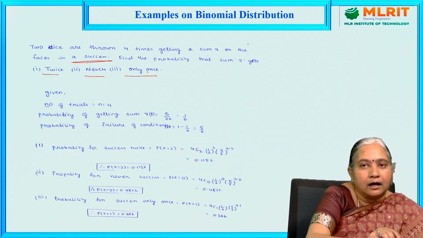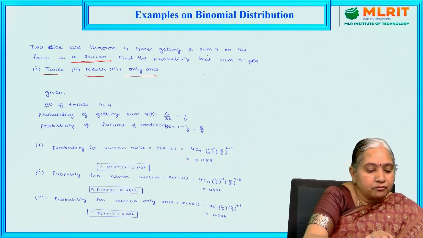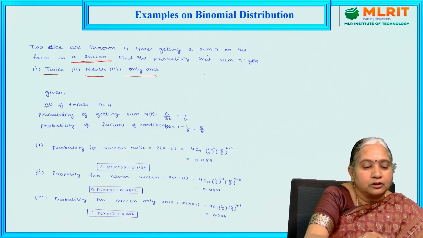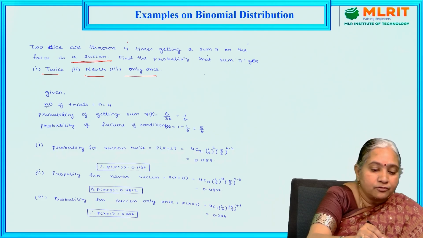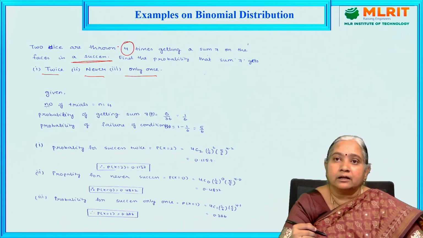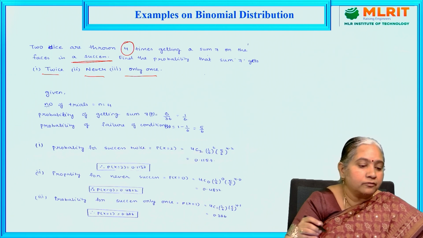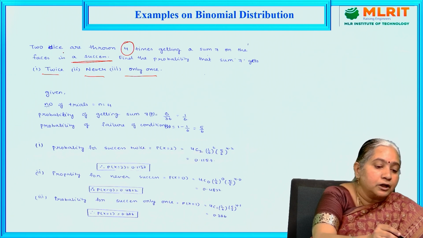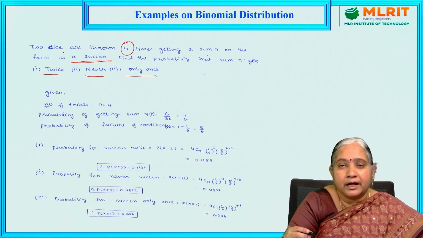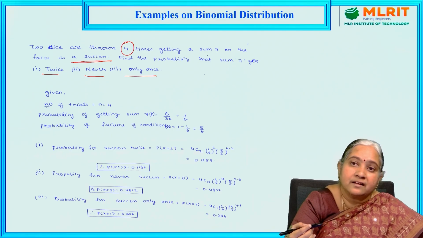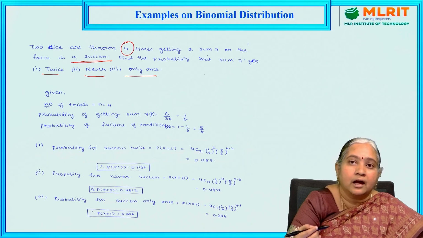So what is the random experiment performed here? The random experiment is 2 dice are thrown 4 times. So this 4 is a finite value, and that's why this is a discrete random variable. And moreover, 2 dice are thrown means here 36 possible outcomes. So the sample space contains 36 possible outcomes, and this is a binomial random variable.